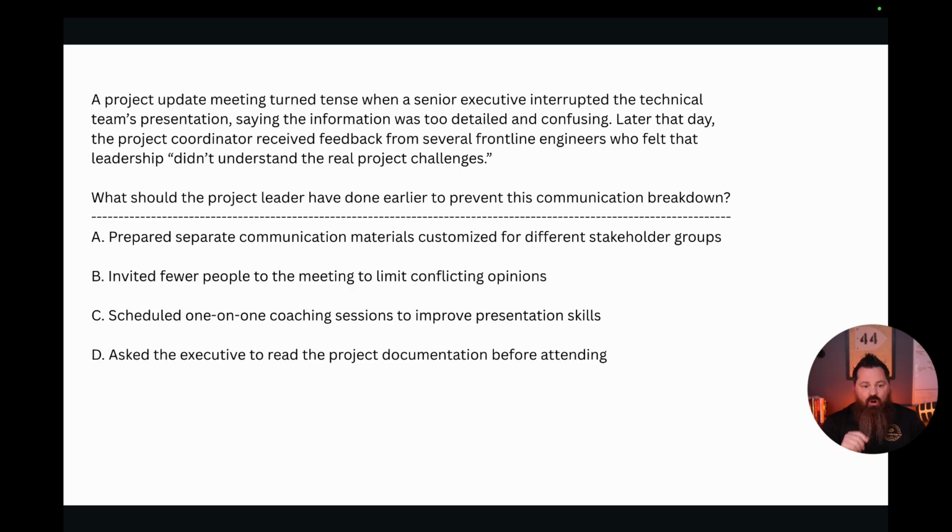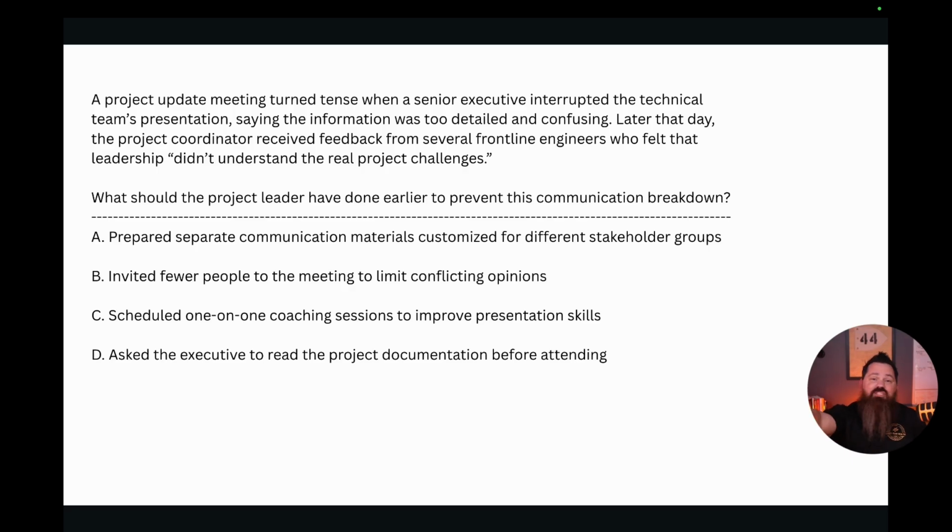C, scheduled a one-on-one coaching session to improve presentation skills. All right, focuses on individual skills, not really working on the communication problem with our stakeholder. And D, ask the executives to read the project documents before attending. Again, something I think we all love for people to do.